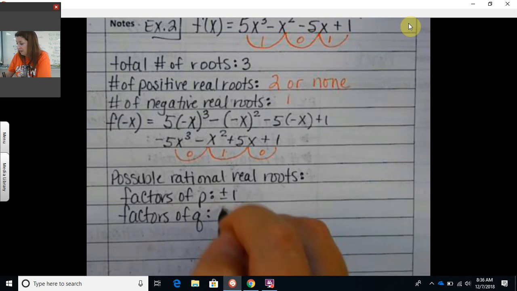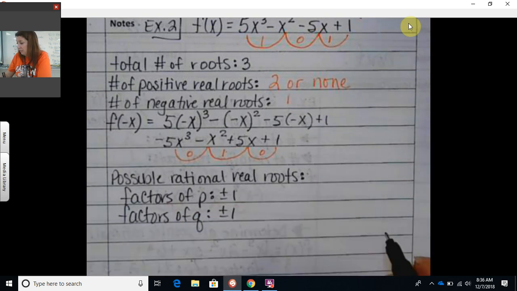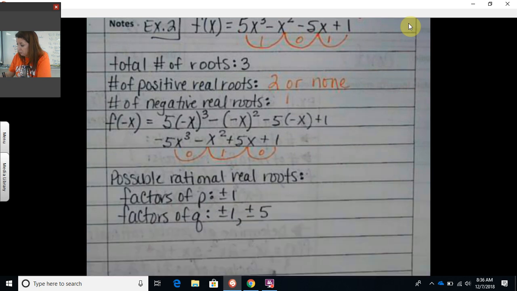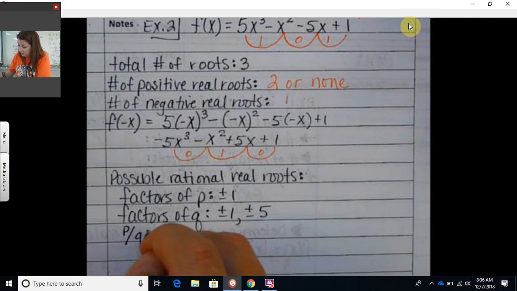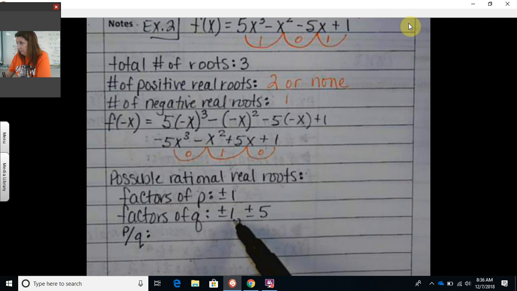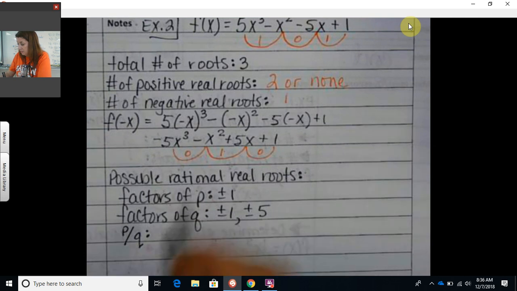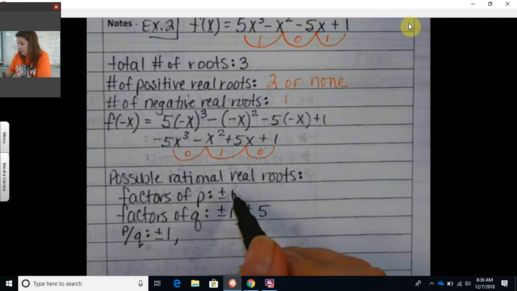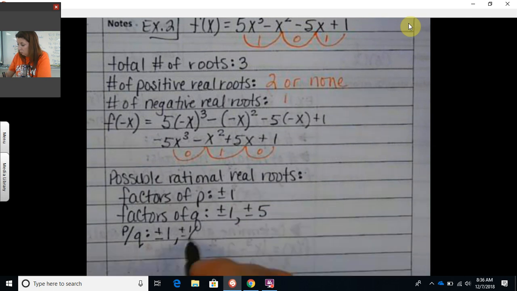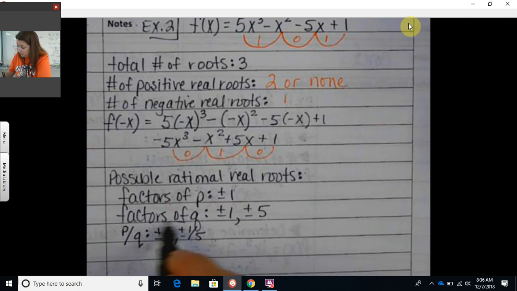We're always going to have positive, negative 1, right? So always start with that. What else? Positive, negative 5. Anything else? That's it. So remember, to find the actual possible factors, we have to do p divided by q to get our list. So what's 1 divided by 1? 1. So we're going to have positive, negative 1. And what's 1 divided by 5? 1/5. So positive, negative 1/5. 1 divided by 5 is not 5. It's 1/5. So this is our list of possibilities.